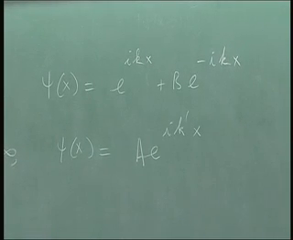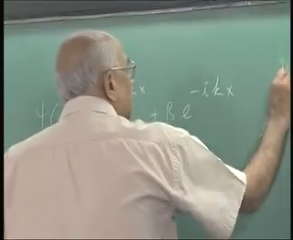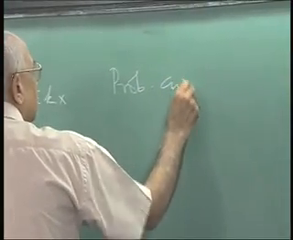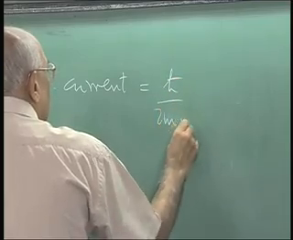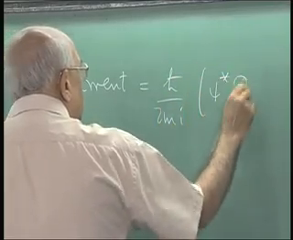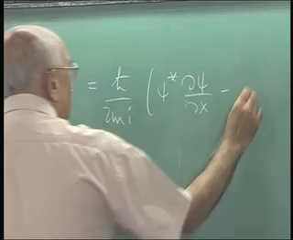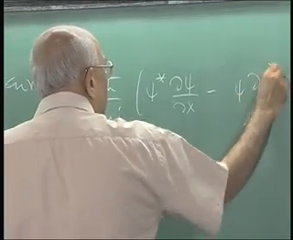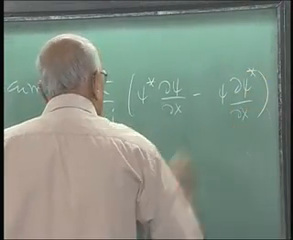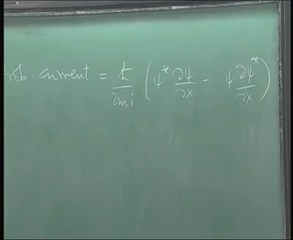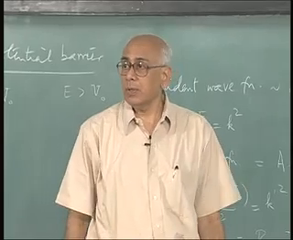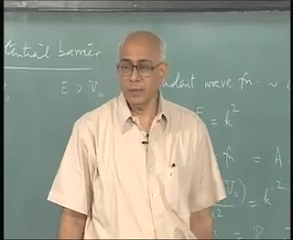Now what is the current? What is the probability current? Well, for a plane wave the probability current is easy to find. So probability current everywhere is h cross over 2mi, and if you recall the expression we wrote last time, it is psi star delta psi over delta x minus psi delta psi star over delta x. That was our expression for the probability current.